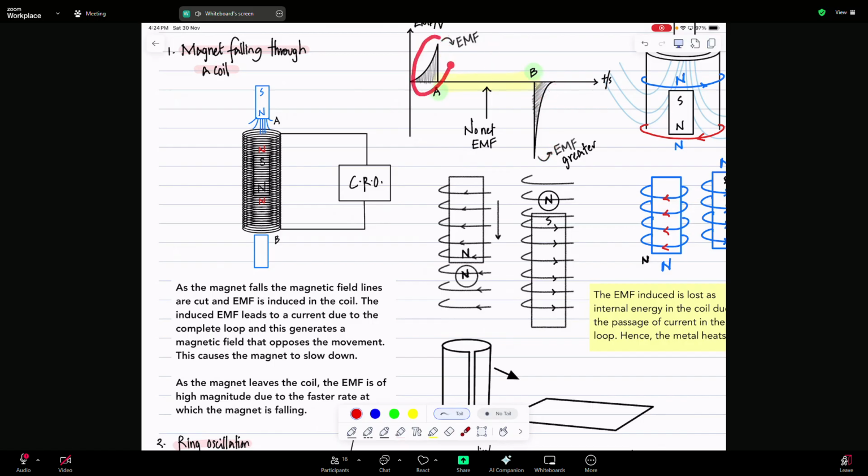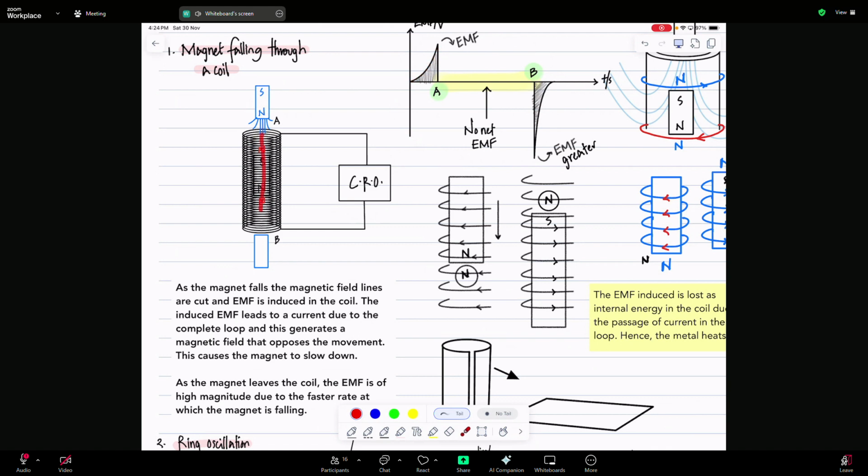So first of all, why do we have a peak here? Because as the magnet enters, the magnetic field lines are cut by the coil, but only which pole has been cut right now? North. So there's an EMF induced. And that EMF becomes greater and greater the closer you get, because what's increasing? The strength of your magnet.